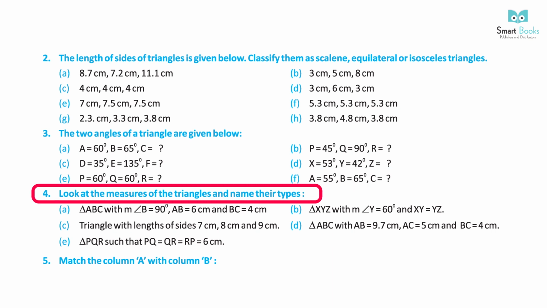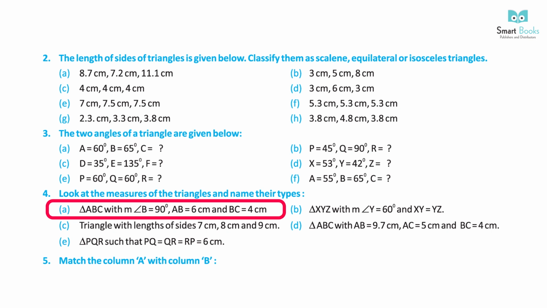Question 4. Look at the measures of the triangle and name their types. A. Triangle ABC with angle B equals 90 degree, AB equals 6 cm and BC equals 4 cm. Solution. Right angled triangle.